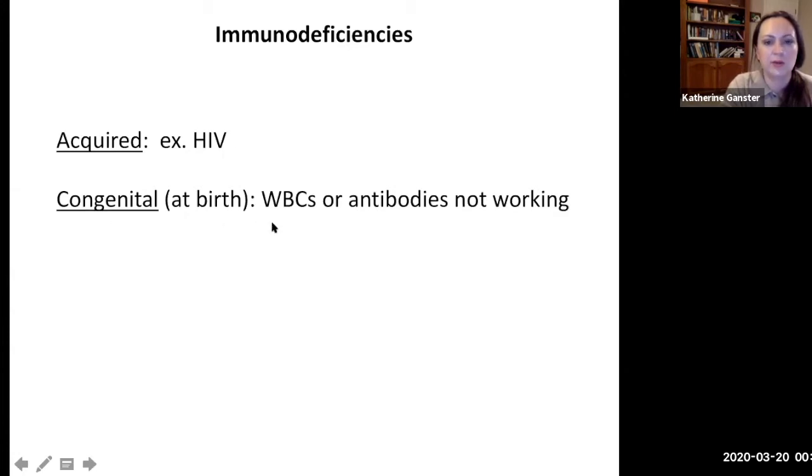So this is where you would have an immunodeficiency because white blood cells are not working, because antibodies are not working. This really has to go down to the DNA where you had a mutation or a change in DNA. So you're born with this deficiency in the immune system due to some mutation in the DNA that was passed on.